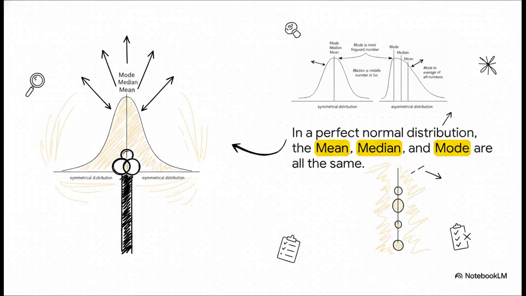And check this out. Here's the really cool part about a perfect normal distribution. In this perfectly symmetrical world, the mean, that's your average, the median, which is the exact middle value, and the mode, the most common value, they all line up at the exact same spot, right there in the center. And that right there, that perfect lineup, that's the dead giveaway of a normal data set.